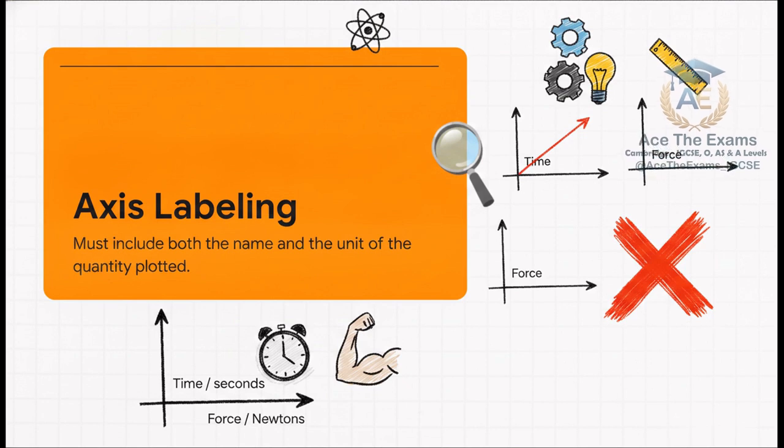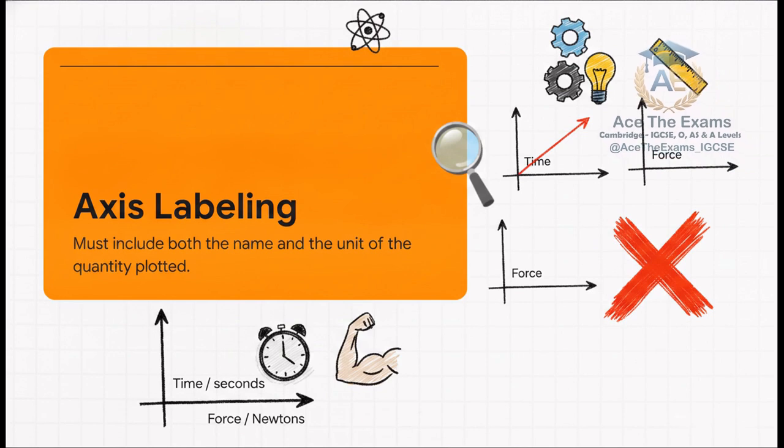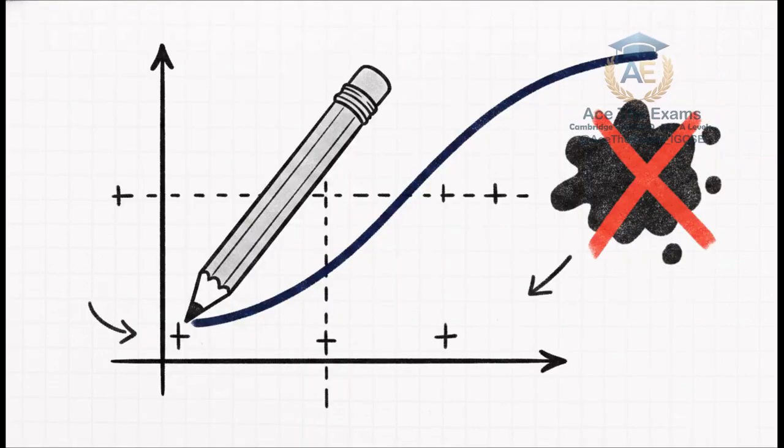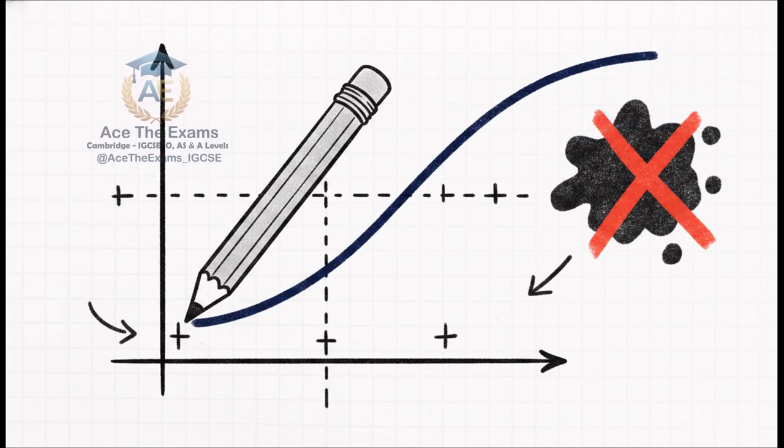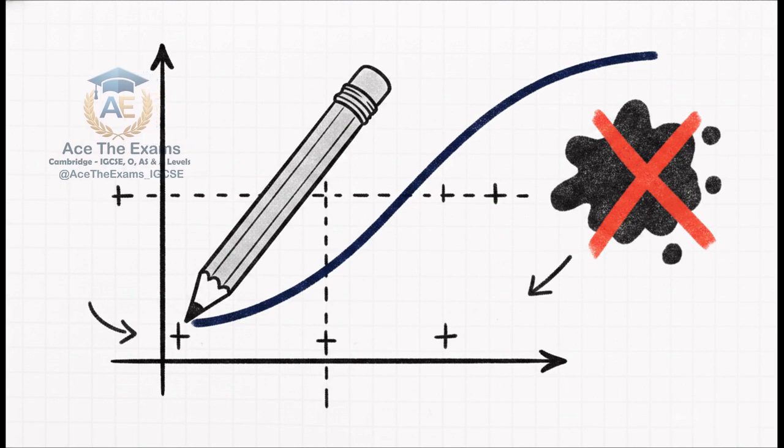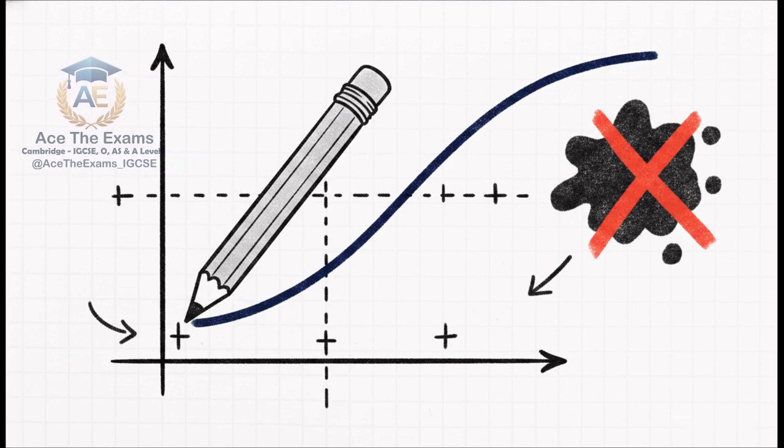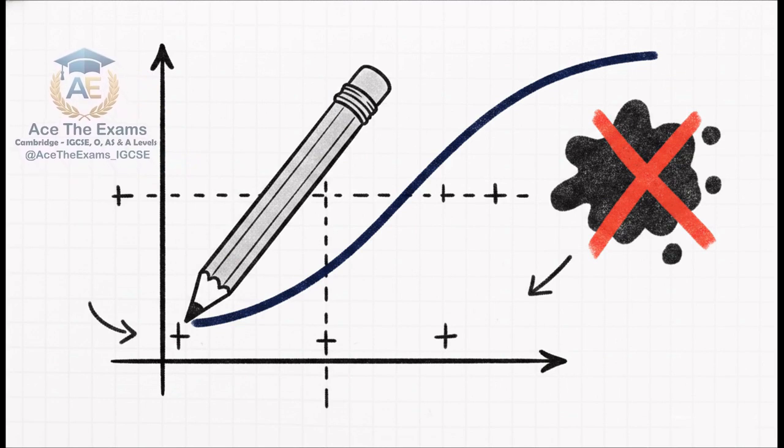You cannot just write time or force. You must write time/seconds or force/newtons. The name and the unit together are completely non-negotiable. When you're actually plotting, your data points must be precise. We're talking small dots inside a circle, or a neat little cross drawn with a very sharp pencil. Please do not use giant blobs of ink. And finally, you must finish it beautifully with a smooth line or curve of best fit that actually represents the trend. We are not playing connect the dots here.